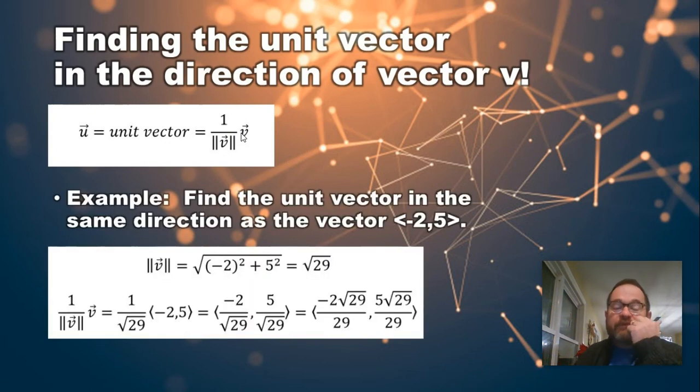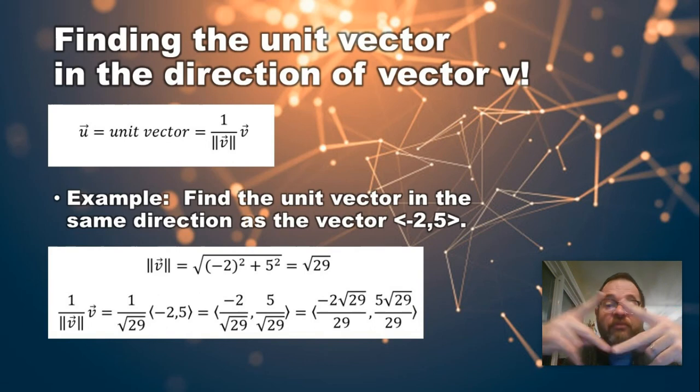And probably the easiest way to do that is with an example. Again, this is an example from your book, but I didn't think to write down what number this is. It says find the unit vector in the same direction as this vector, the vector that has its ending point at -2, 5. So the starting point of this vector is at 0, 0. The ending point, see the angle brackets there, is at -2, 5.